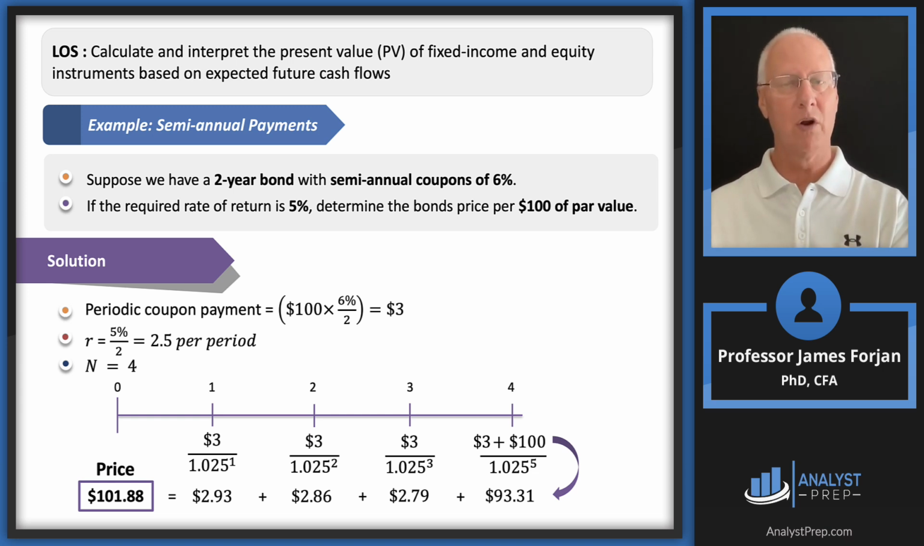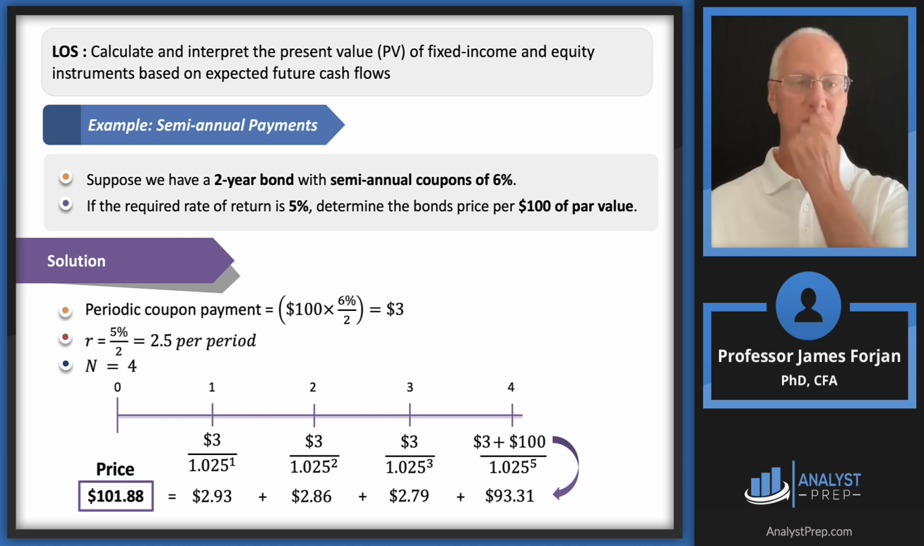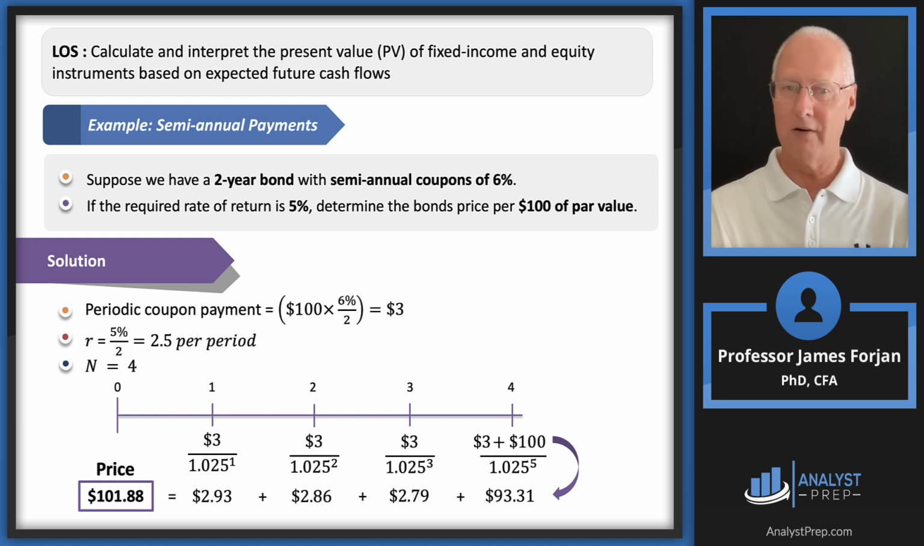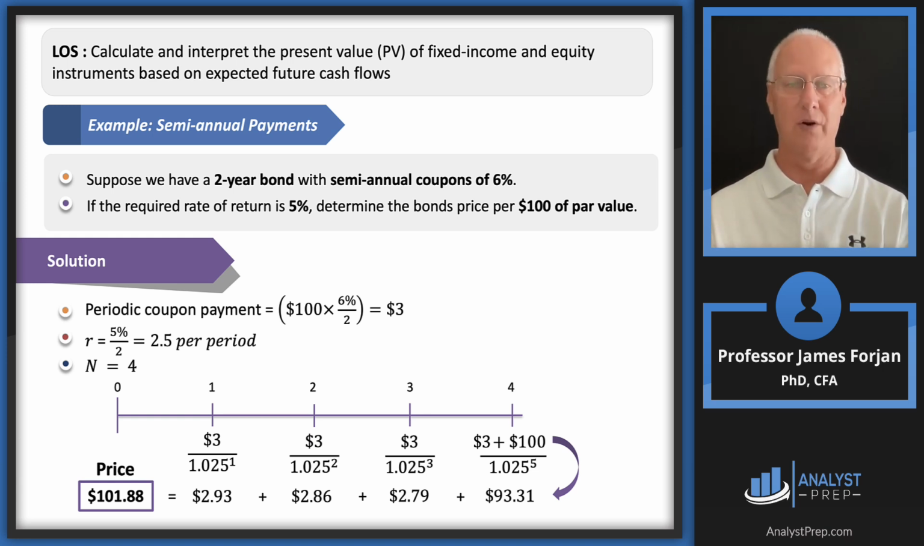The yield to maturity on a bond is the bondholder's required rate of return. So be prepared. The Institute could give you on the exam market discount rate, yield to maturity, or the required rate of return. Now in this example, par value is $100.